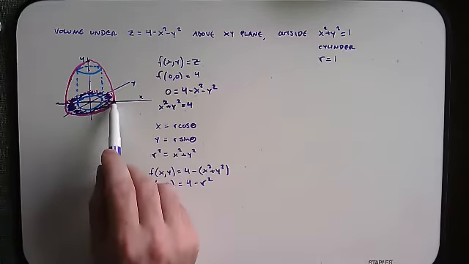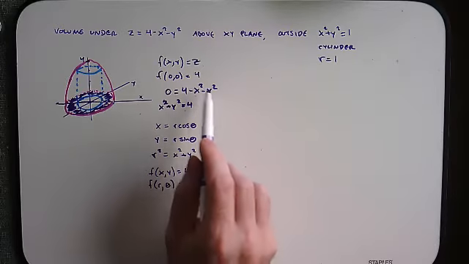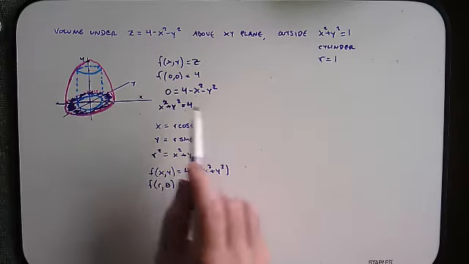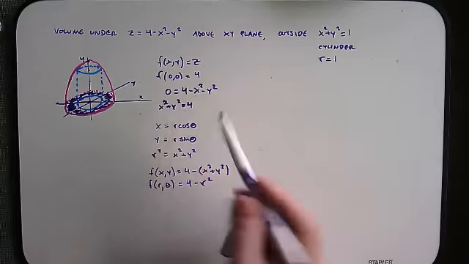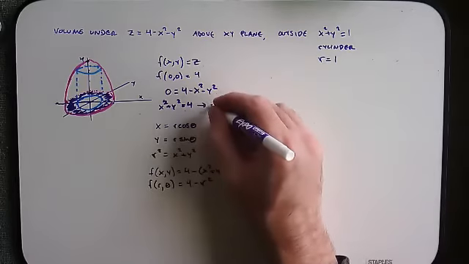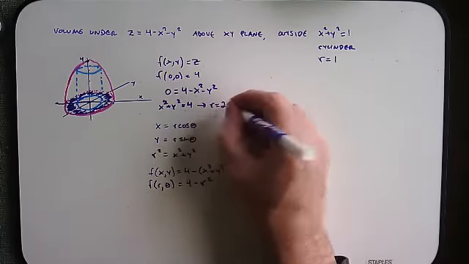We got the upper endpoint of integration by finding where our surface intersected the xy plane, right? We got x squared plus y squared equals 4, and again, in cylindrical coordinates, that would be r equals 2.